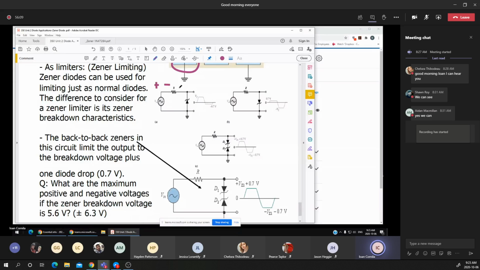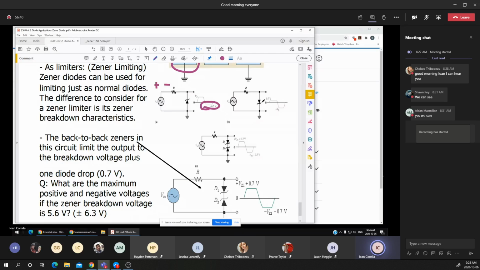For the second half, the negative voltage applied to the diode, you notice that negative is applied to the cathode and positive is applied to the anode. That means that the diode will act as a regular diode, which will have a voltage across the diode in forward bias of 0.7 volts.